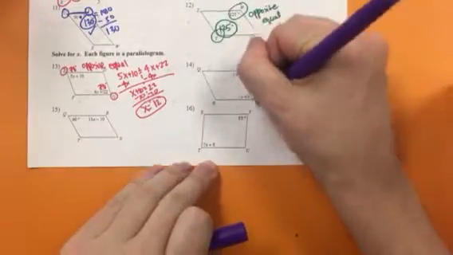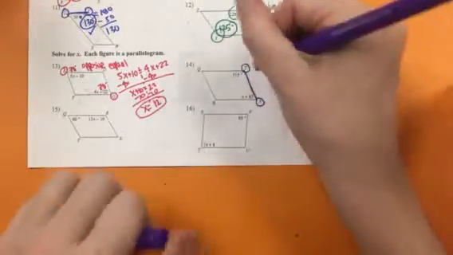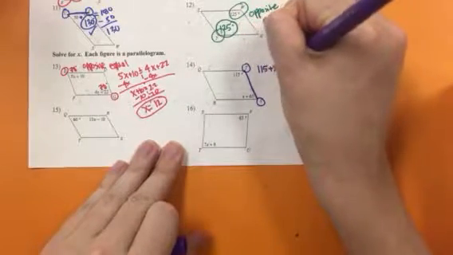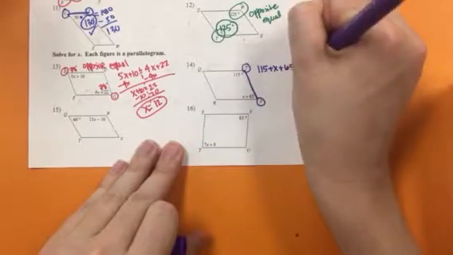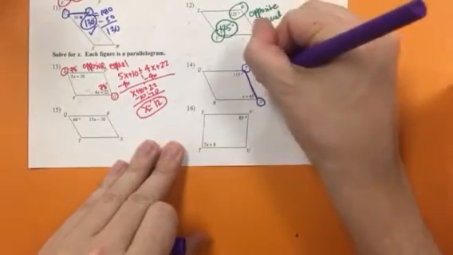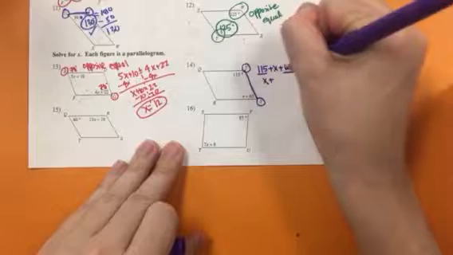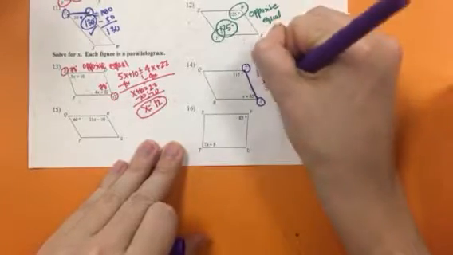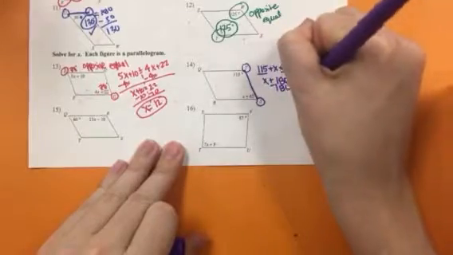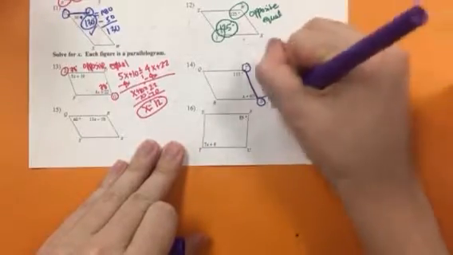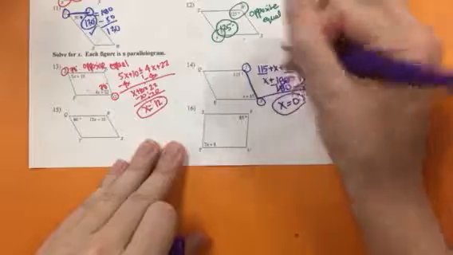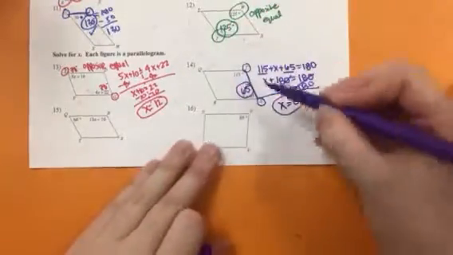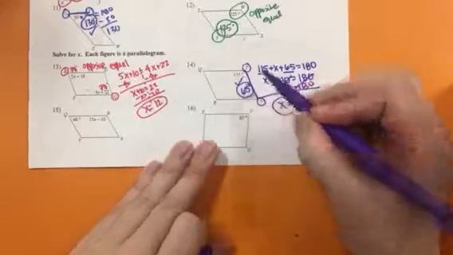On 14, they're on the same side, which means they need to add up to 180. So we have 115 plus x plus 65 equals 180. X plus those, when I combine like terms, equal 180. Minus 180 from both sides, which cancels out, so x equals 0. When I plug it in for x, I get 65 for the missing angle. So we have x equals, and we plugged it in.